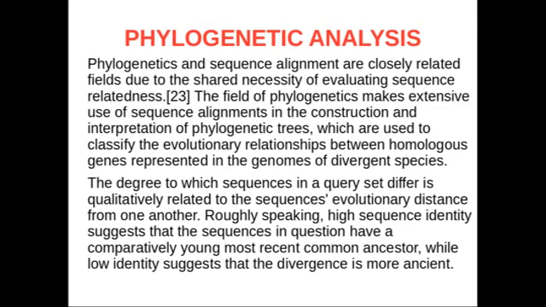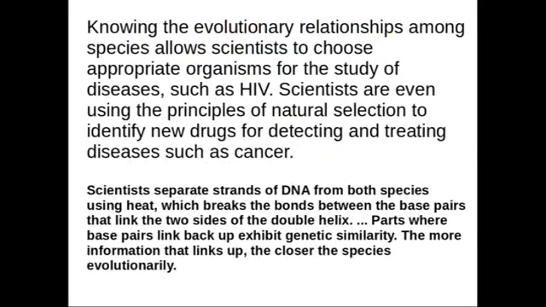So that's some of the essence of phylogenetics. Now let's see one other thing about phylogenetics. Knowing the evolutionary relationship among species allows scientists to choose appropriate organisms for the study of disease, such as HIV. So maybe you're working on HIV, and maybe working on the live experiments of clinical trials of HIV. You understand? So all you need to do is check and look into certain organisms.